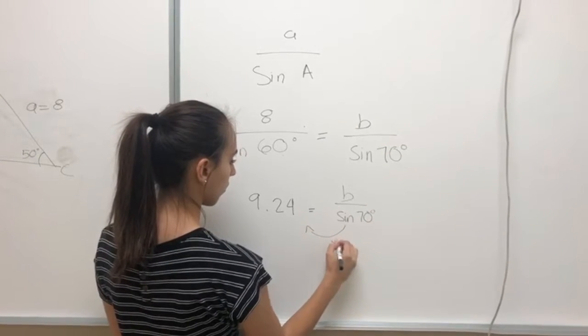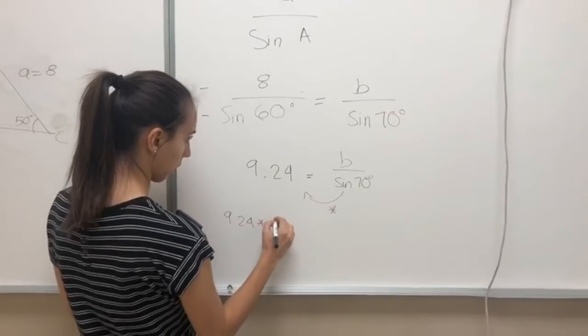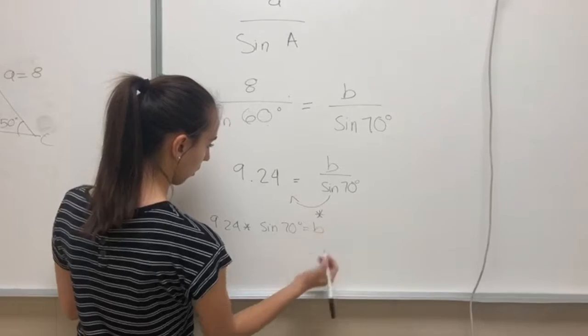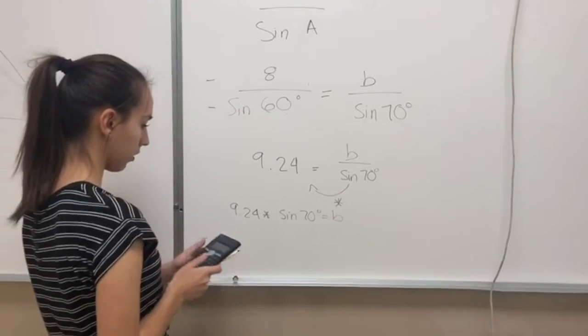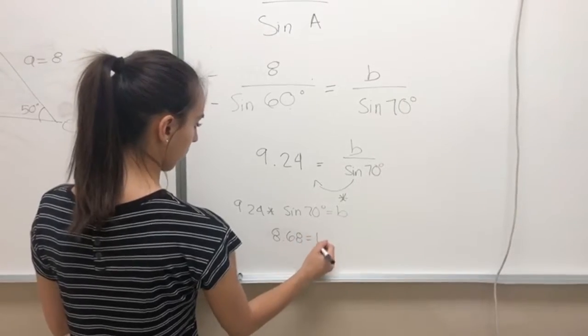Then the sine of 70 goes to the other side multiplying, because on the other side it was dividing, so 9.24 times sine of 70, which gives you 8.68.